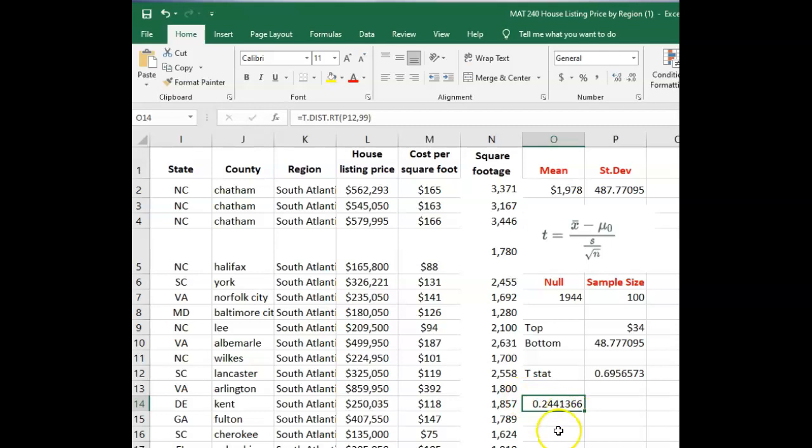This is the wrong one. That's just the right-tailed p-value. So I need to make sure, I'm going to leave that there. I'll tell you why in a second. But I'm doing a two-tailed. I forgot my period here. T.DIST.2T.